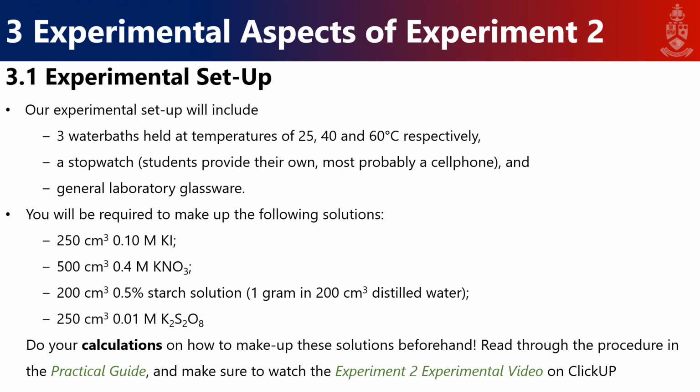Just a few notes on your experimental setup. Your setup will include 3 water baths held at temperatures of approximately 25, 40, and 60 degrees Celsius. Remember to note your precise temperature of your water bath. So you will need to measure that yourself. You will need a stopwatch, and please, you need to provide your own. It will be the easiest to just use your cell phone. And then you will also be equipped with general laboratory glassware.